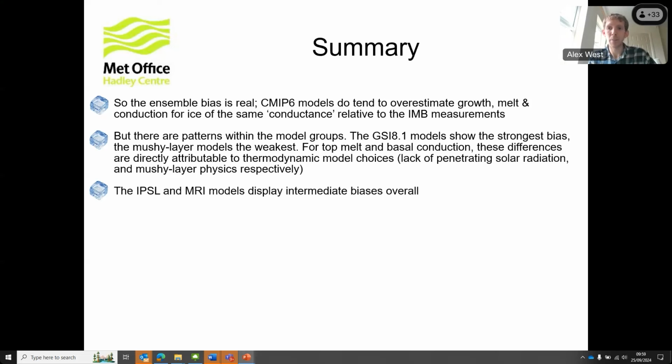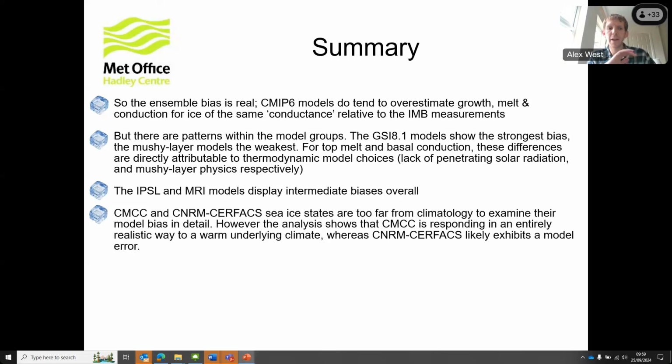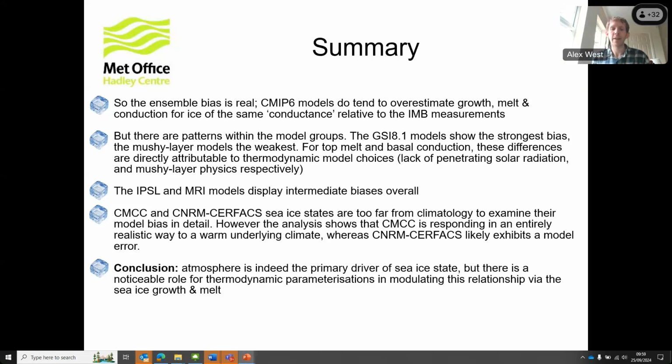The IPSL and MRI models are sort of in between these two in terms of the severity of the biases. For CMCC and CNRM-CM6 (Surfax), their sea ice states are too far from climatology to evaluate at this level of detail, but the analysis tells us something interesting. The CMCC model fluxes might look crazy, but they're sensible given the underlying sea ice state of the model. It is responding in a physical way, whereas for CNRM (Surfax) there is actually a model problem lying at the root of it.